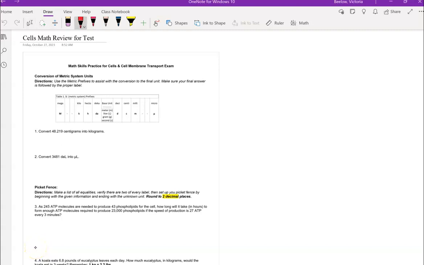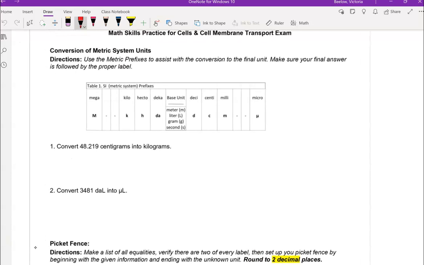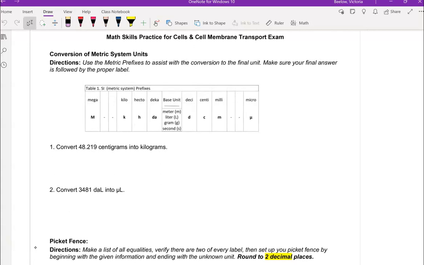In this video, I'm going to be going over the 3 types of math problems that you will see on the CELS test for the math portion of the test. So the first set of problems will be over metric conversions. Again, you get this metric conversion chart on your test, and it's really all just about moving the decimal from the unit that you are given to the unit you want your answer in.